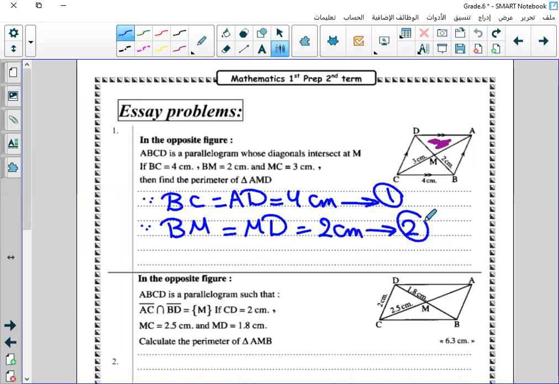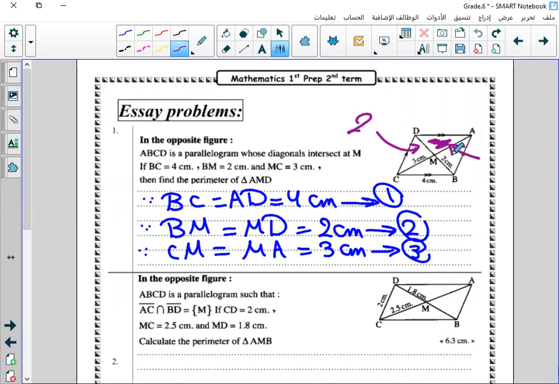And since CM equals MA equals 3 centimeters, this is number 3. In triangle AMD, MD equals 2 centimeters, AM equals 3 centimeters and AD equals 4 centimeters. So the perimeter equals DM plus AM plus AD, equals 2 plus 3 plus 4, equals 9 centimeters. Thank you, Bilal. Excellent.